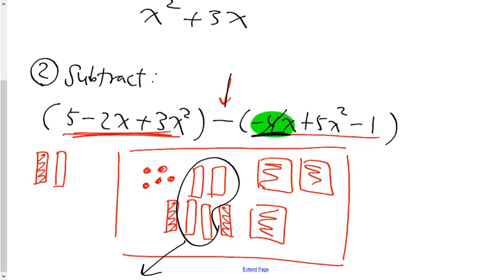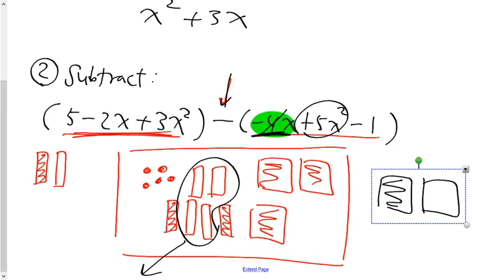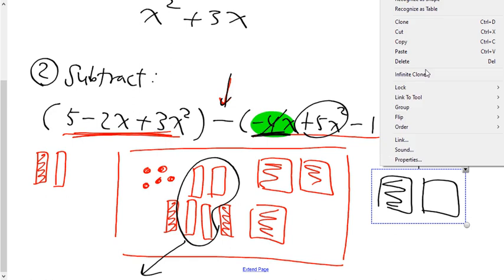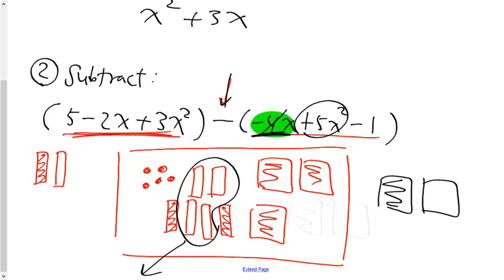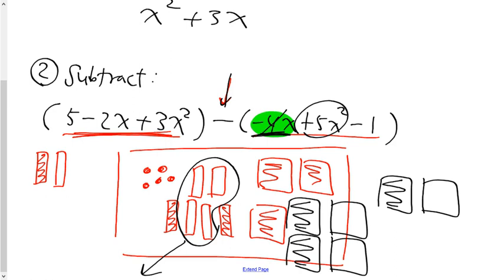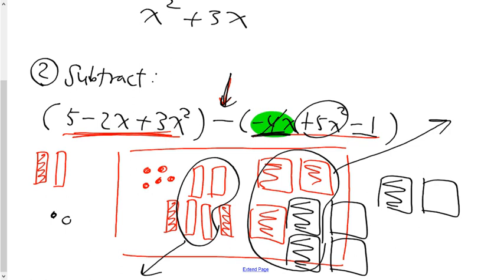I now have to remove 5x squareds. I have 3 of them already, so all I need to do is add some zeros: add 1, add 2, and now I have 5 positive x squareds I can remove. And finally, I have to remove a negative 1, which means I don't have any in there, so I'm going to add a 0 pair in here. And now that I do so, I can remove my negative 1.